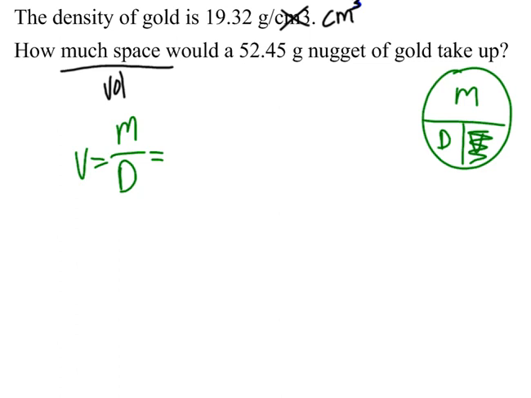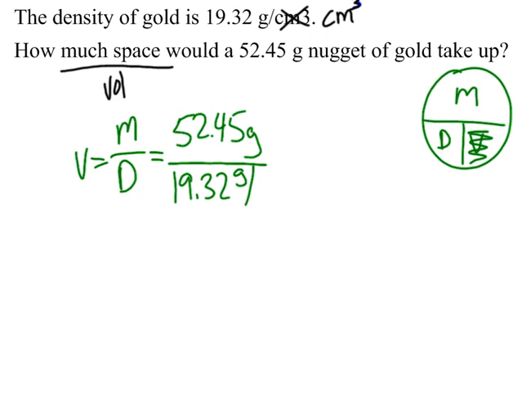Well, mass is going to be 52.45 grams, and my density is 19.32 grams per cubic centimeter. Now, if you take a look at this, I have grams on top of a division problem and I have grams on bottom of a division problem, which means I am actually able to cancel out the grams, and my final answer is going to be in cubic centimeters.